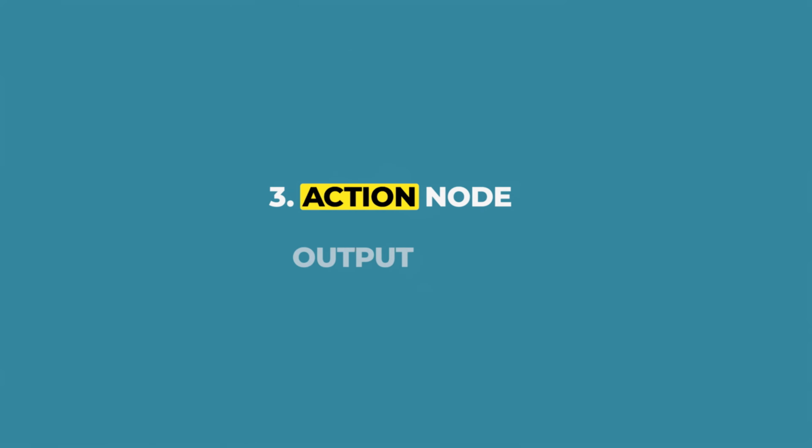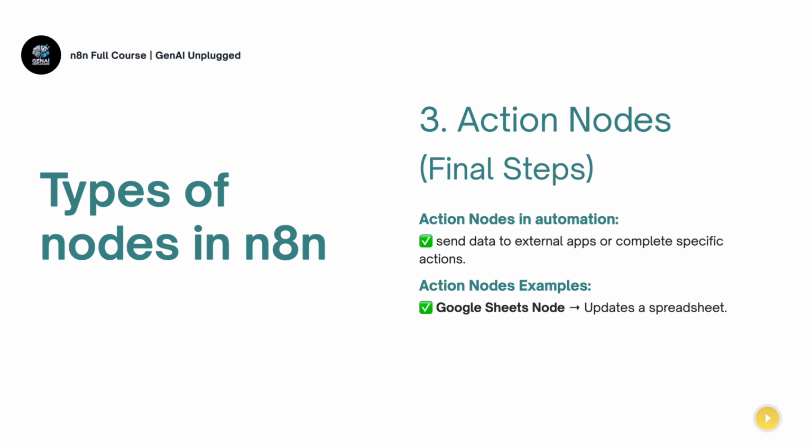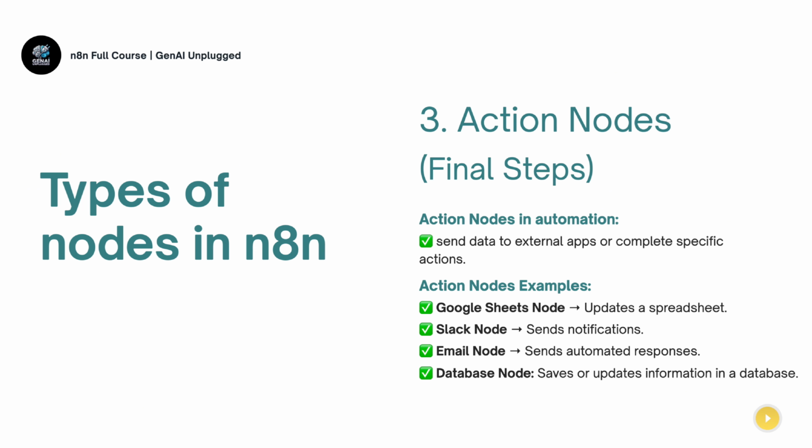The third type of nodes are action or output nodes. These are the final steps taken in any automation workflow. These nodes generally send data to an external app or complete specific actions. Examples: the Google Sheets node updates a spreadsheet. The Slack node sends a notification to a team or a person. The Email node may send automated responses by email to someone. Similarly, database nodes save or update information in a database. In n8n, a workflow starts with a trigger, processes the data through the nodes, and ends with an action.